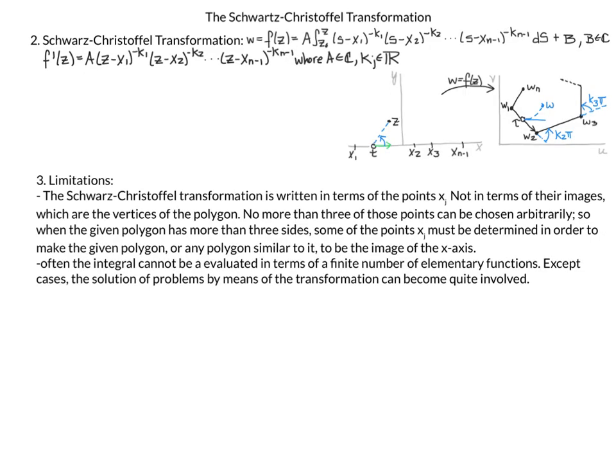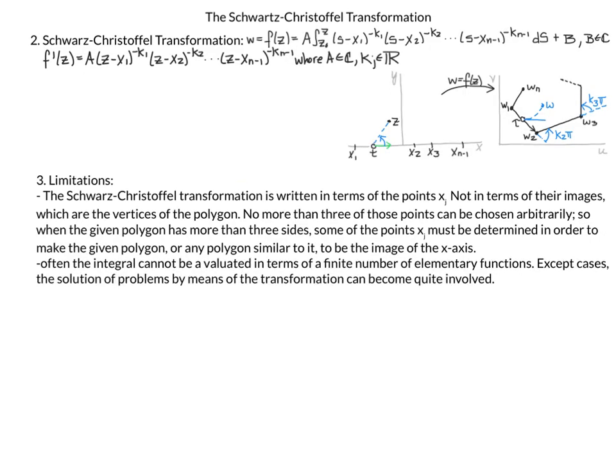The thing about the Schwarz Christoffel transformation is that it's written in terms of these x sub i's over here on the real axis, not in terms of the wi, which are their images. If it were in terms of the wi's, that would be super, but they're not. So no more than 3 of these points, these x sub i's, can be chosen arbitrarily. We had chosen, you know, -1 and 1 in our triangle example, but no more than 3 can be chosen arbitrarily. The others have to be solved for.